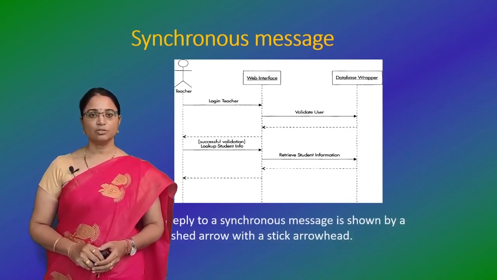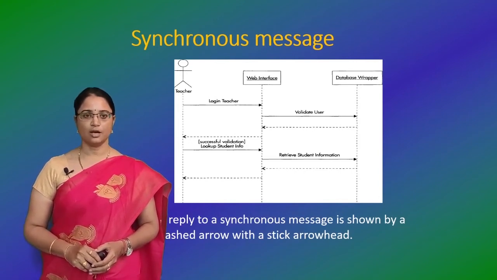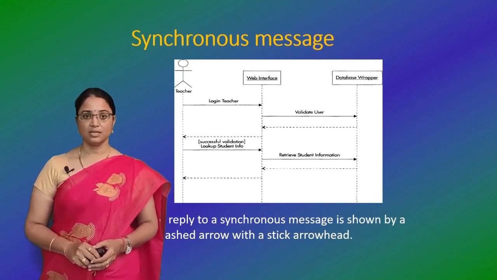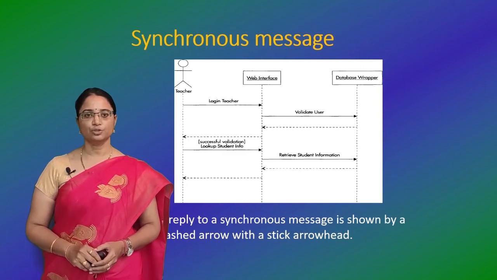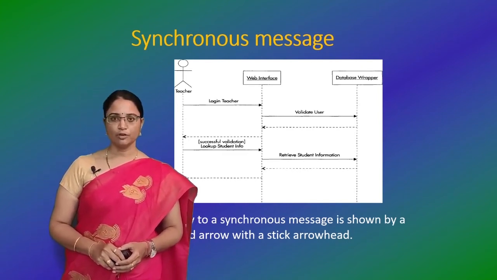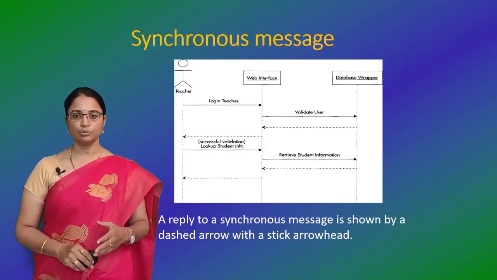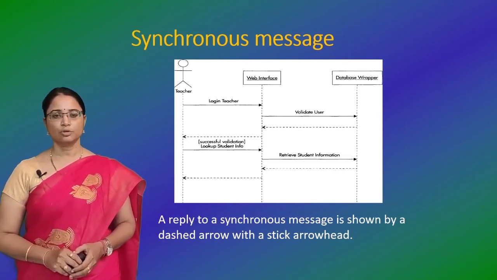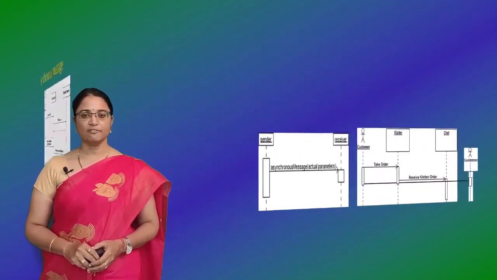A reply to a synchronous message is shown as a dashed arrow with a stick arrowhead. The return message may be omitted, as there is an implicit return after any call, but it is often useful for showing return values. If there is no need for this return statement, you can omit it. If there are return values you need to send to the sender, then you can use it, because too much usage of return values also makes a diagram look fuzzy.